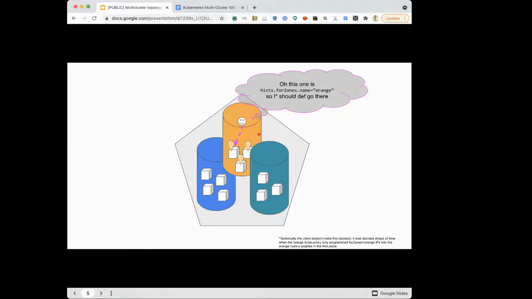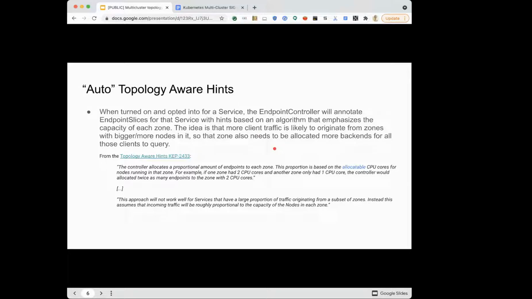So that's the idea. To speak a little bit about the auto part, I included some slides to explain this, just so we can decide if this is relevant for us in multi-cluster too. But the auto behavior to automatically add annotations to all endpoint slices is based on an algorithm that's emphasizing the capacity of each zone. So the idea is that more client traffic is likely to originate from zones with bigger or with more nodes in it. So that zone should have more backends allocated, annotated with that zone.